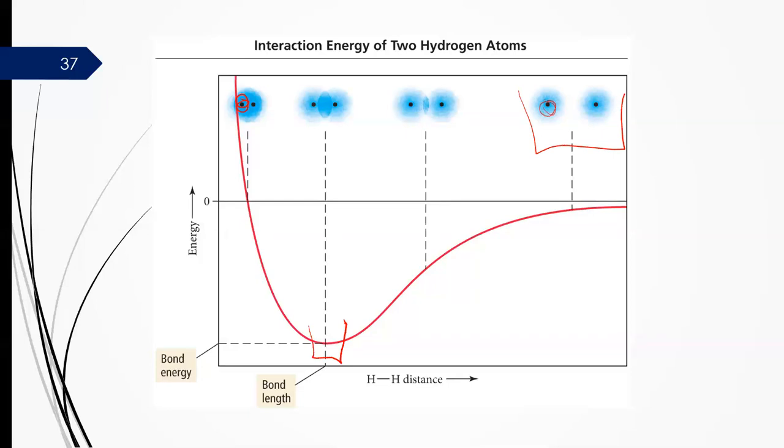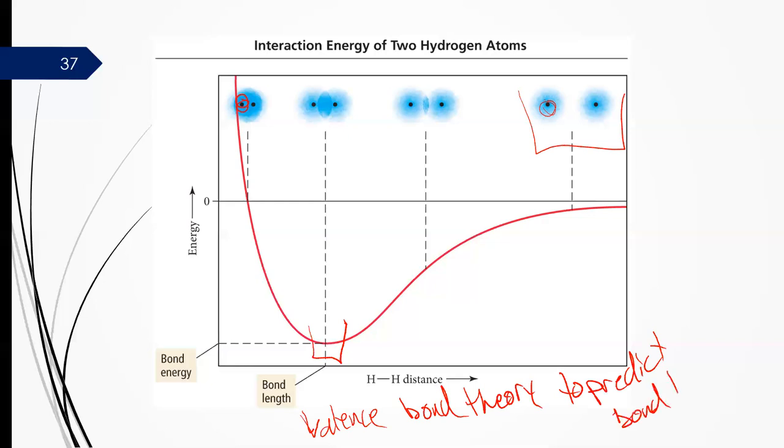but we've also minimized the overlap of the electrons. And this is how we start to use the valence bond theory to predict our bond length. The lower the energy, the stronger the bond.